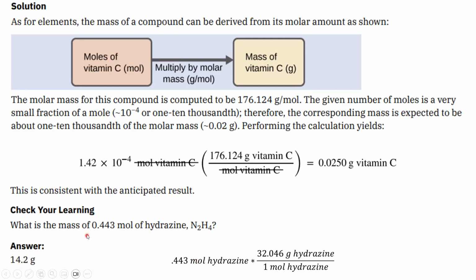And again, that makes sense because we've got less than 1 mole. So we should have a mass value smaller than the molar mass. We should have a value smaller than 32. And 14 certainly fits the bill there.